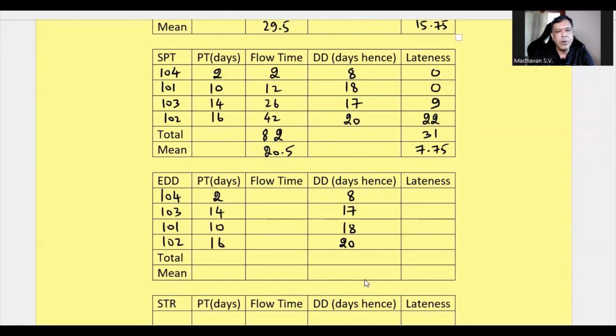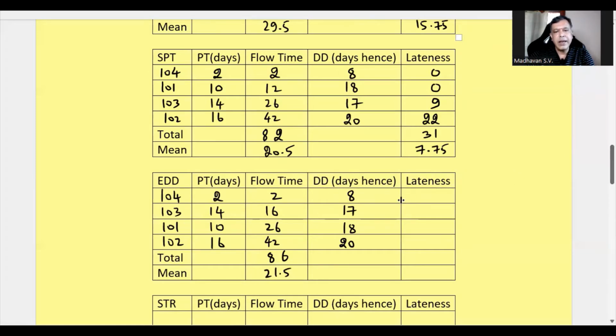Now let us calculate the flow time. First one will be 2, then 2 plus 14 it works out to 16. 16 plus 10 it works out to 26. 26 plus 16 it works out to 42. Now let us calculate the total flow time. 2 plus 6, 8, 8 plus 6, 14, 14 plus 2, 16. Then you have a 1 over there. 6, 7, 7 plus 1, 8. So we get 86 as the total flow time. Now let us calculate the mean flow time. 86 divided by 4 jobs, we get 21.5 as the mean flow time.